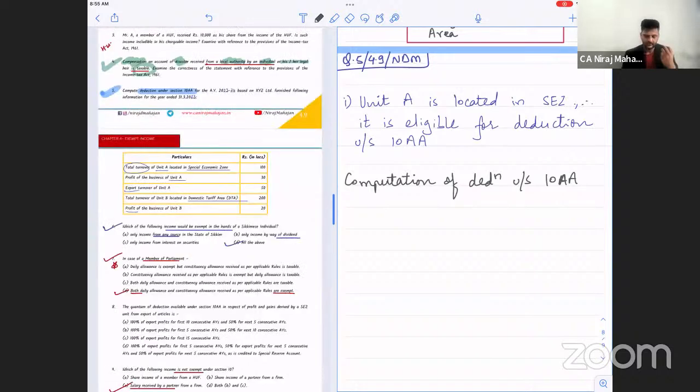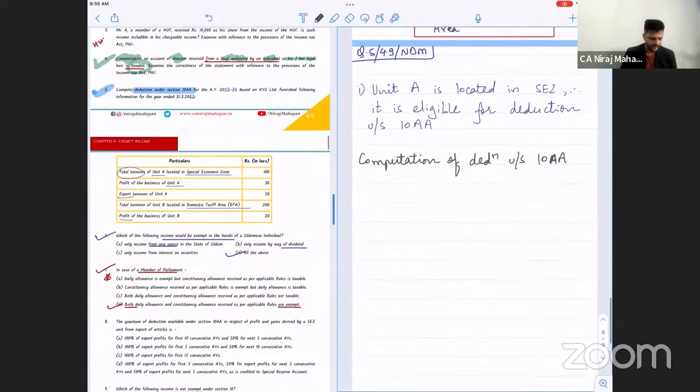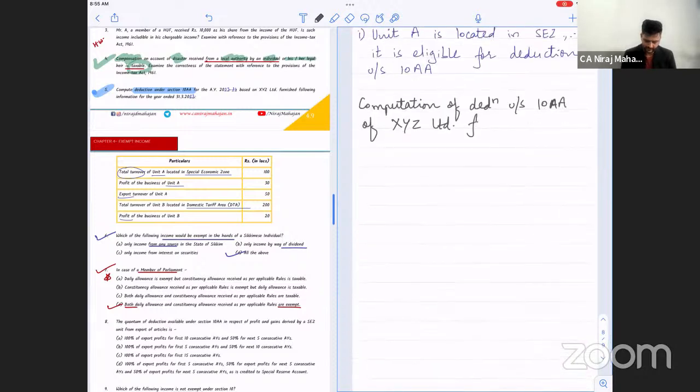10AA. But after all, income tax return will not be filed by unit A. Unit A is just a branch of the company, right? So 10AA will be claimed by the company, no? Are you getting the difference between branches and company? So computation of deduction under section 10AA of XYZ Limited. Write down, for AY, which AY? For our current year, that is AY 23-24.